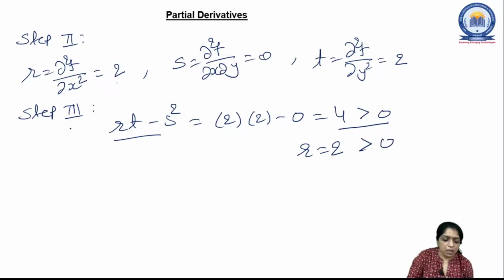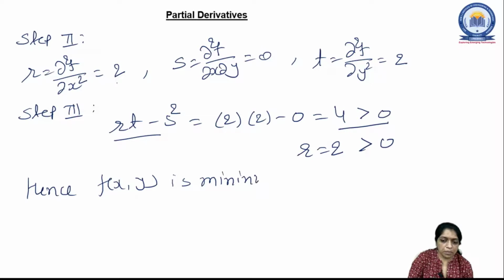It means f of xy is minimum at minus 3, 0, and the minimum value is f of minus 3, 0.